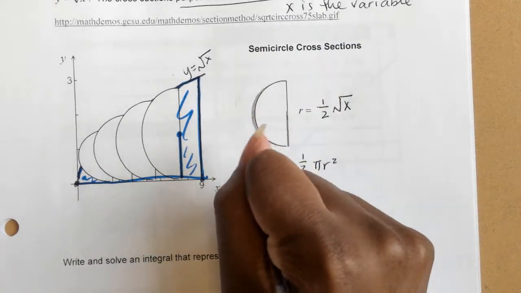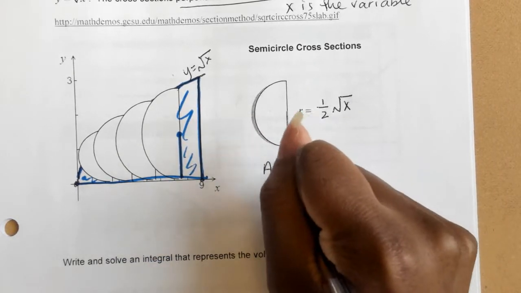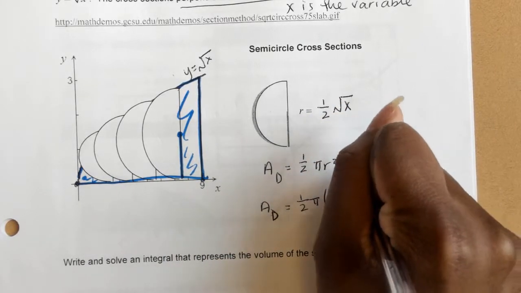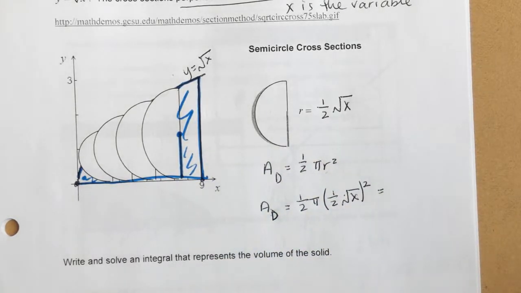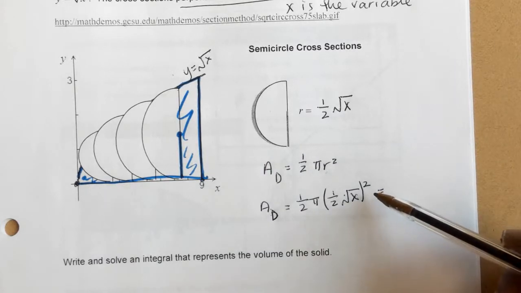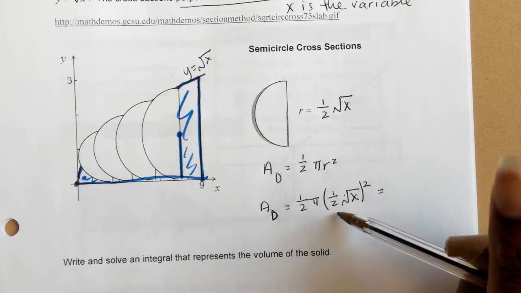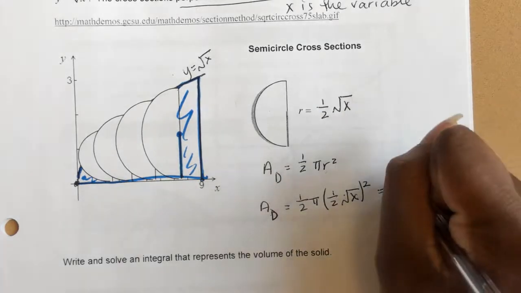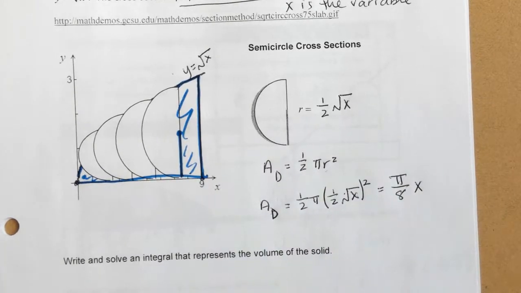So when we plug that in, we have the area of our semicircle equal to 1/2 pi times 1/2 root x squared, which is equal to 1/2 squared is 1/4. Square root of x squared is x. 1/4 times 1/2 is 1/8. So I have pi over 8 x is the area of our semicircle.